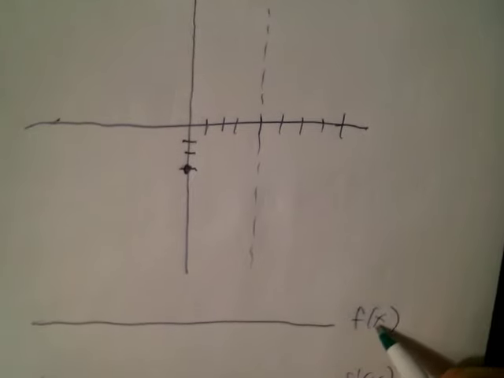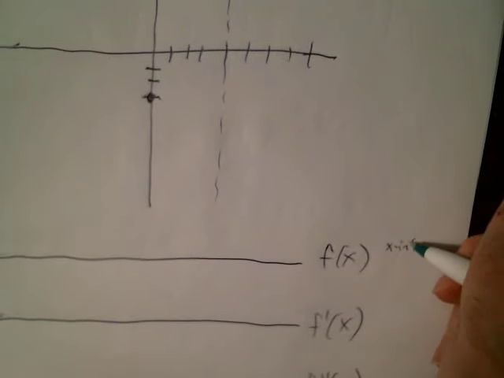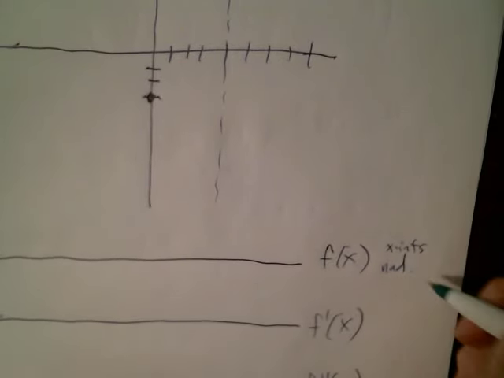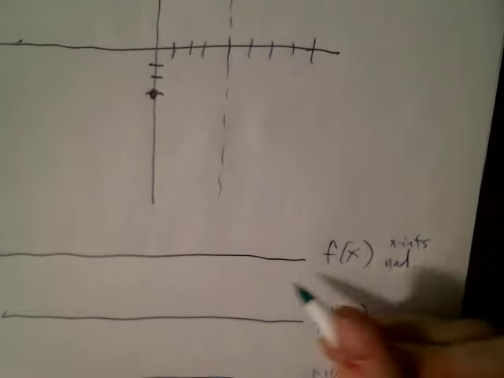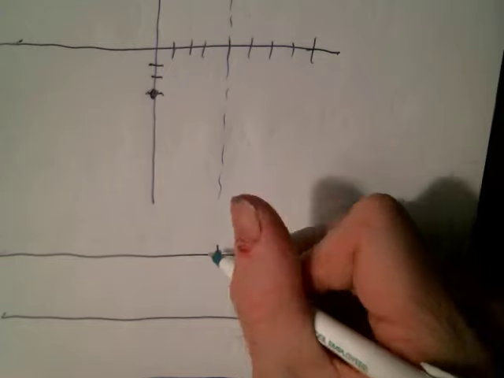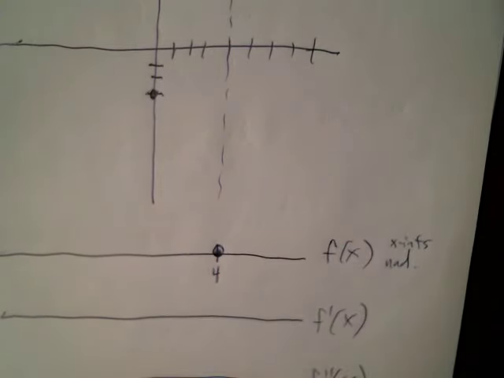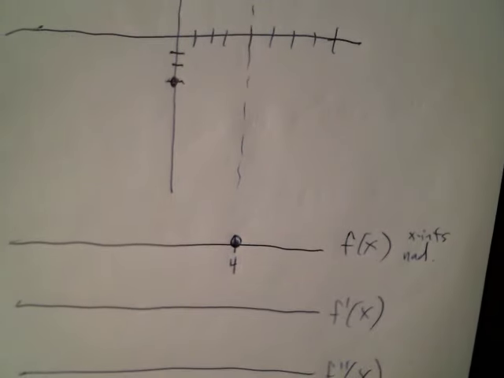As far as my f of x goes, I'm plotting, again, x-intercepts and undefined places. There was no x-intercept, but there is an undefined place here at 4. So maybe put up an empty dot there instead of a closed dot to remind yourself.